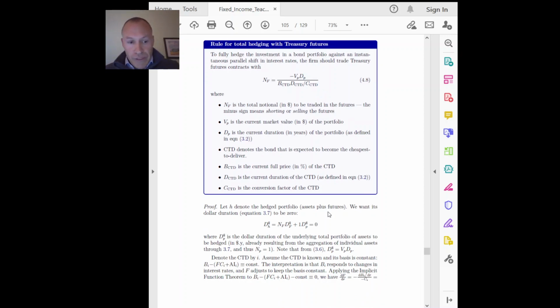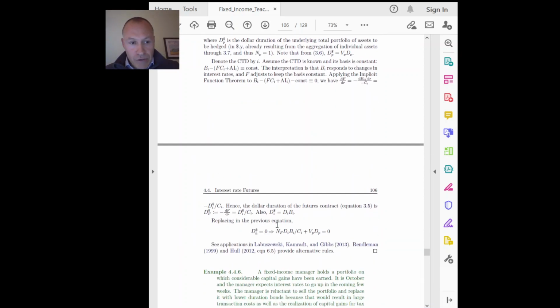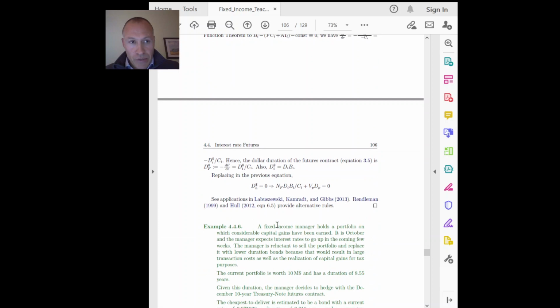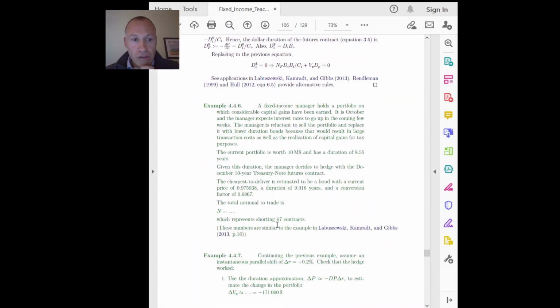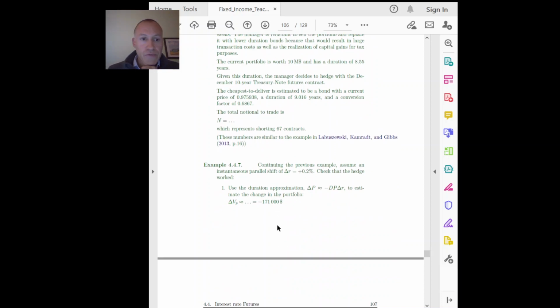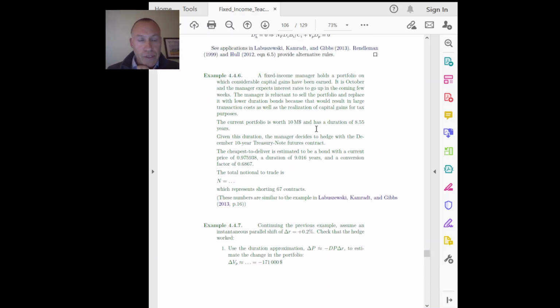And C is the conversion factor of that same bond, okay? So the proof is done here. I am not going to go through the details here in the video, but we can discuss this if you have any questions. Instead, I'm going to show this with this example here, okay?